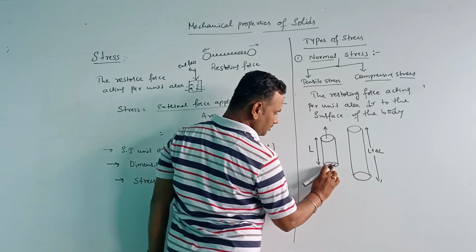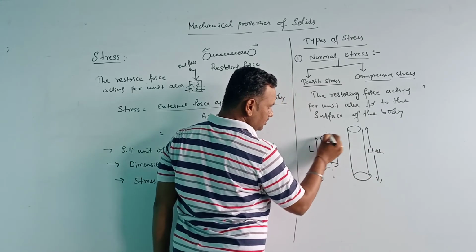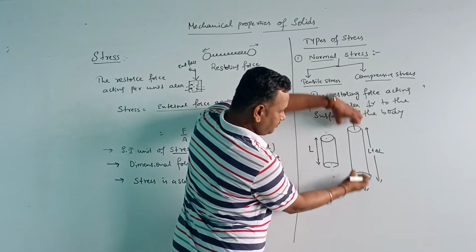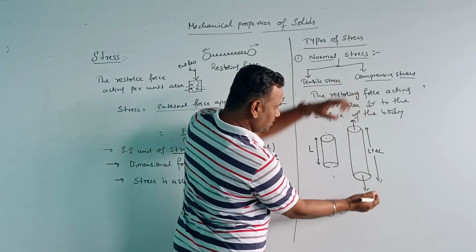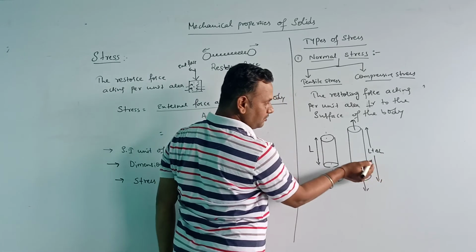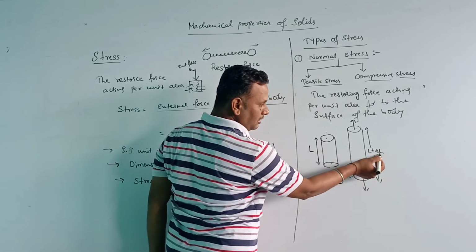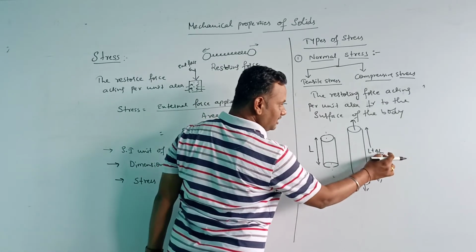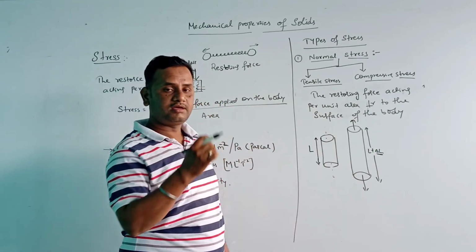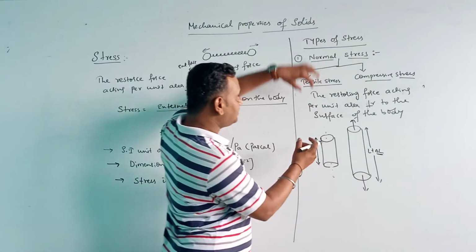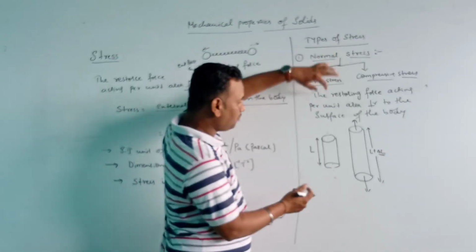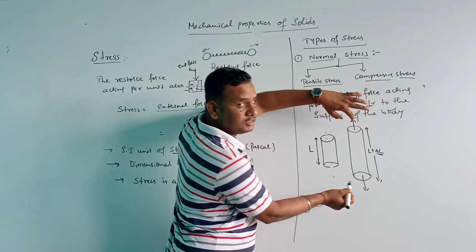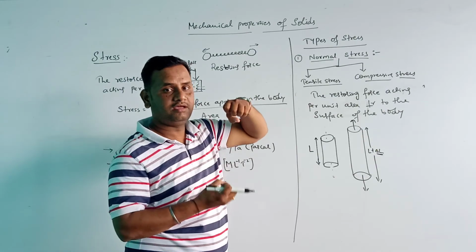So this is how the force is being applied. After stretching this body in equal and opposite directions, there will be some increase in the length. The original length is L, and after pulling there is an increase in the length. This delta L means the increase in the length of the body. So in tensile stress, the force is acting perpendicular to the surface of the body, but here the length increases.